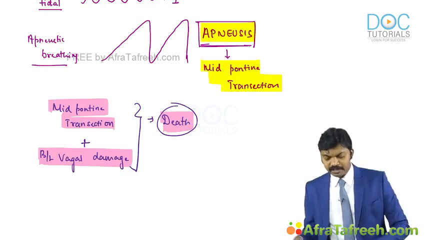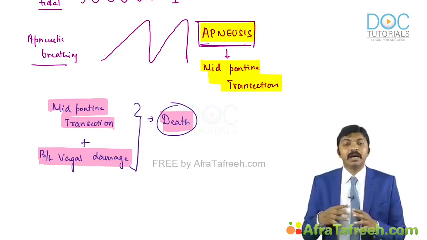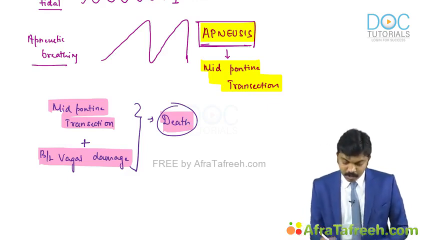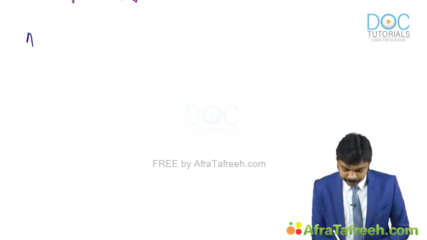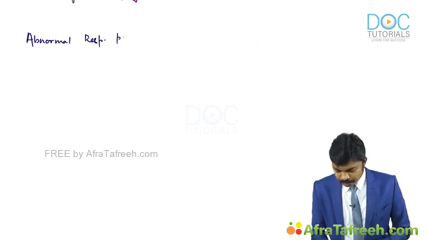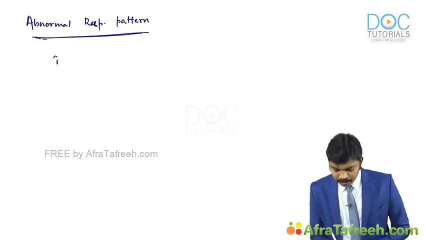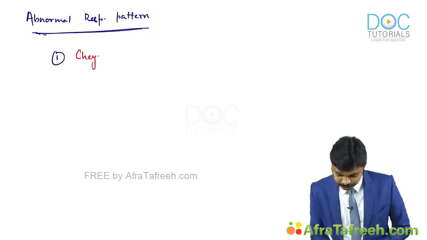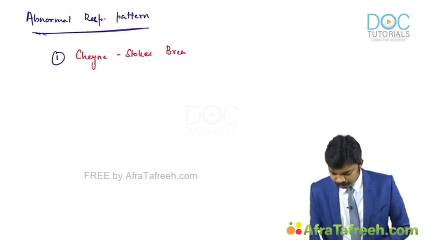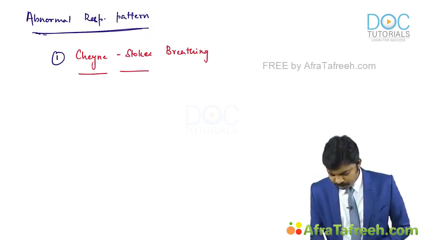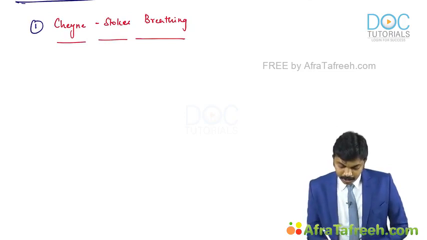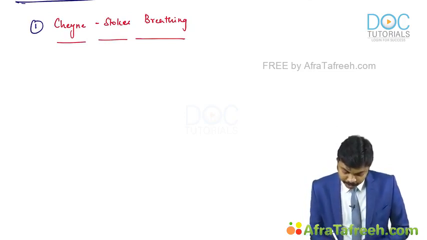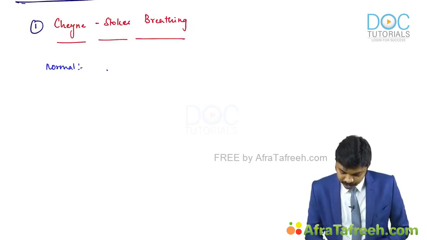Now with this basics, let us move on to see the abnormal respiratory patterns, doctors. When it comes to abnormal respiratory patterns, you have to be familiar with two kinds of breathing. Number one, Cheyne-Stokes breathing and number two, Kussmaul's breathing. So let us take up Cheyne-Stokes here. Few points in Cheyne-Stokes breathing. Here, let us take up a normal breathing pattern. We have a normal inspiration, normal expiration.